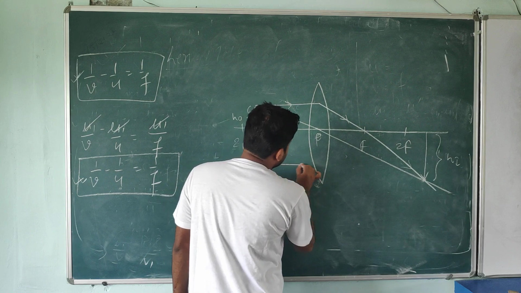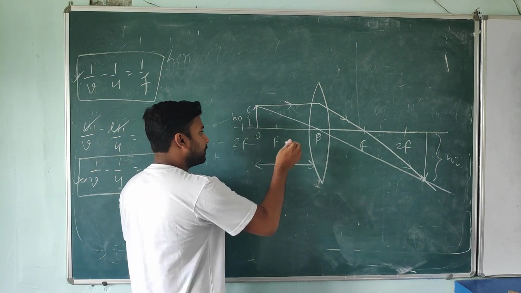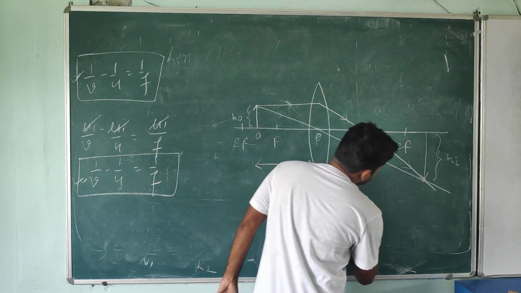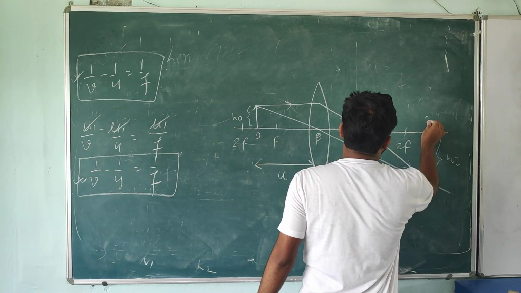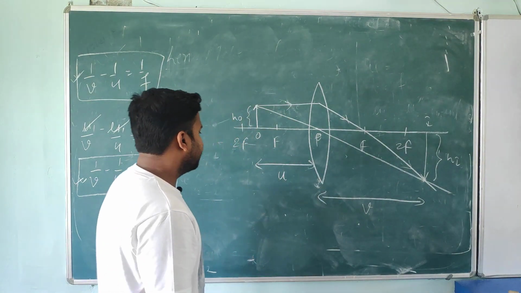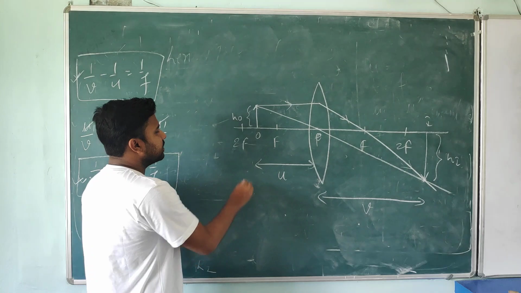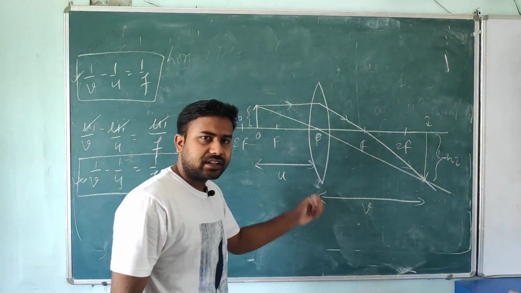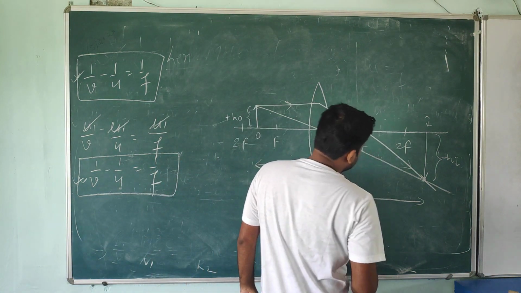We all know this notation: the distance between the optical center and the object we denote with u, and the distance between the image and the optical center we denote with v. Okay, now I am taking the sign convention. This is positive, this one is negative. From where these things come, I already discussed in the last video. This one will be negative and this one is positive.